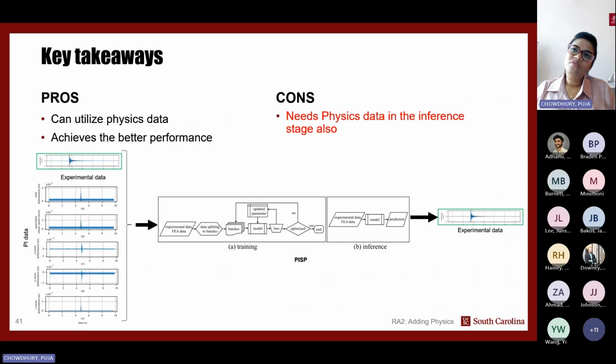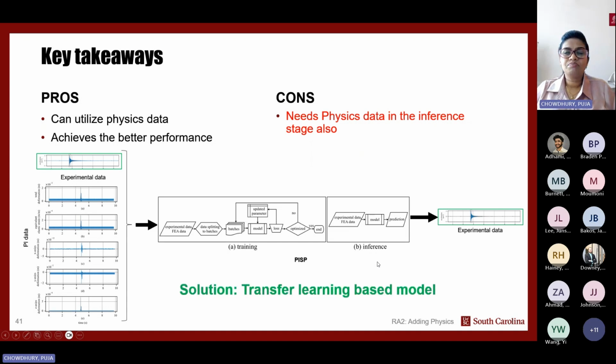Now, key takeaways of this approach, data augmentation. What are the pros? It can utilize the physics data. Yes. It achieves better performance. Yes. So we can see the PISP model here. We use all the data, run through the PISP, training and inference, and do the prediction over the acceleration data. But still, there are some cons. We still need the physics data in the inference stage. But we want to solve this problem. So the solution could be a transfer learning based model.